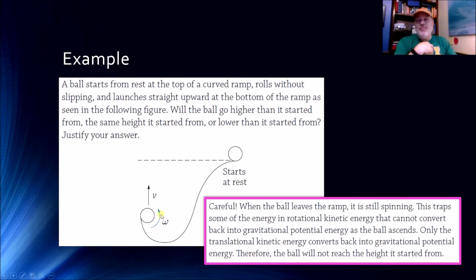When it leaves the ramp, it's moving and rolling. So when it's going up in the air, it will eventually stop going up, but some of its energy is trapped in rotational kinetic energy, and it cannot convert it back into, I'm sorry, into potential energy to get back to the same height. So it's going to end up back here under where it started because it's going to have potential energy and still some rotational kinetic energy when it gets to the top.